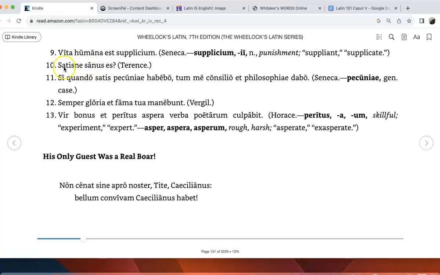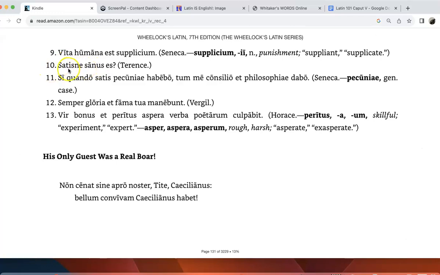All right, let's see, one more here. We'll just do 1 through 10. So here we have another enclitic. This is a good one to end on. Satis ne sanos es. The ne, again, asks yes-no questions. And then here it says, are you sane enough?